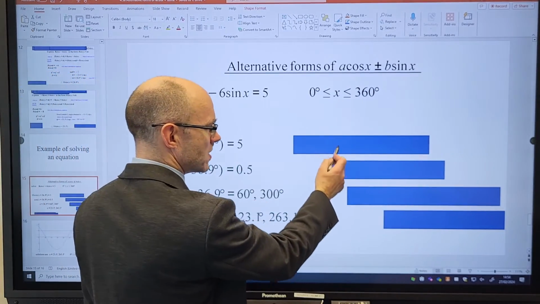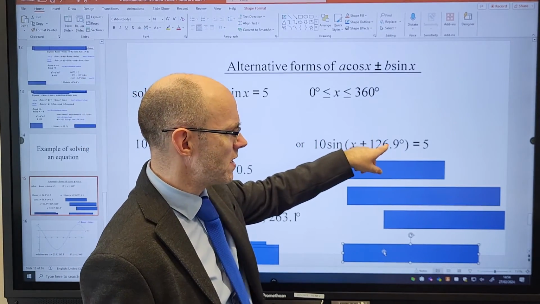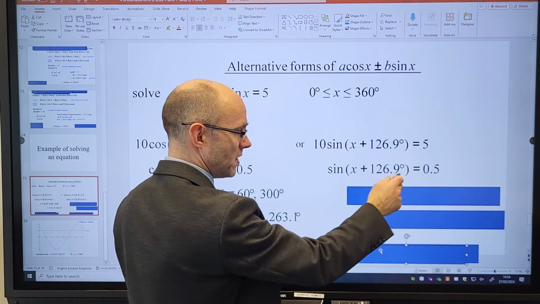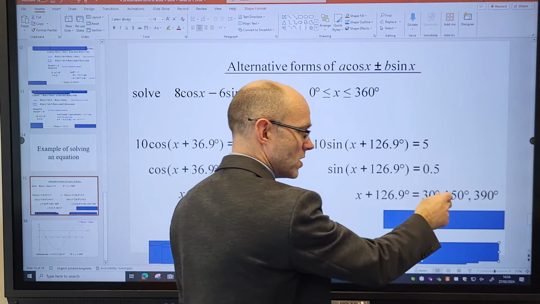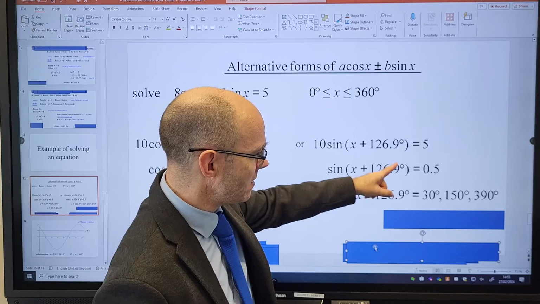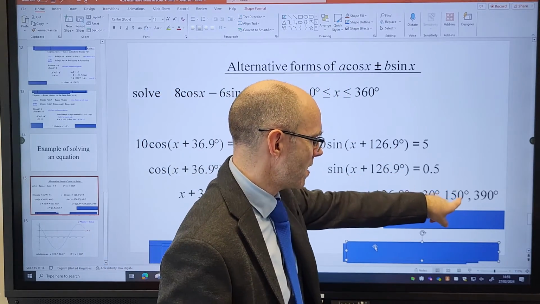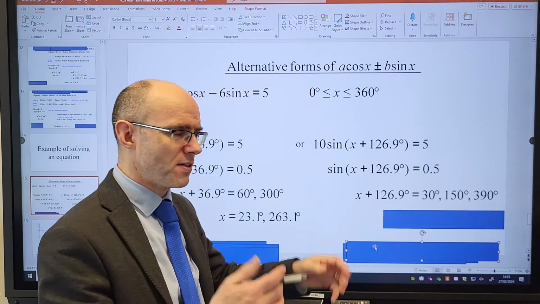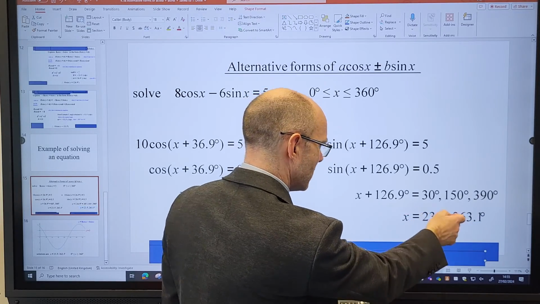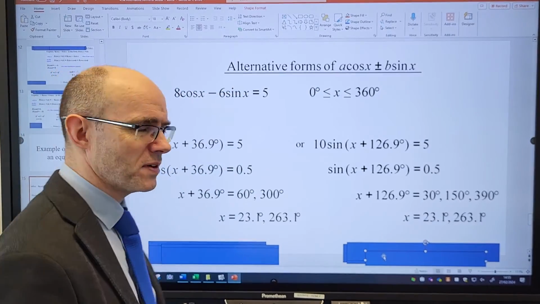I'll show you how it works with the sine one. Earlier we had 10 sine x plus 126.9 is equal to 5. Divide by 10 again, you get this. Inverse sine of 0.5, this time it's 30 or 150 or 390. Because you've got to subtract 126.9, when you do 30, subtract that, you don't get an answer in the required interval. That's why I've gone for 150 and 390 as the other two. Then when you subtract 126.9 from those, you get, of course, the same answers as before. So that's a simple example showing you how to solve an equation.